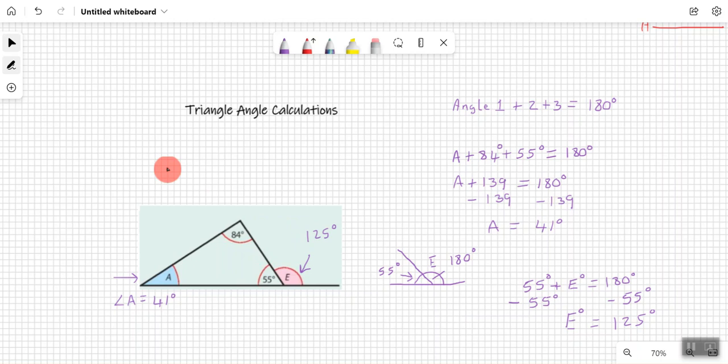So these are one type of typical calculation that you could be asked to do in relation to using the triangle.